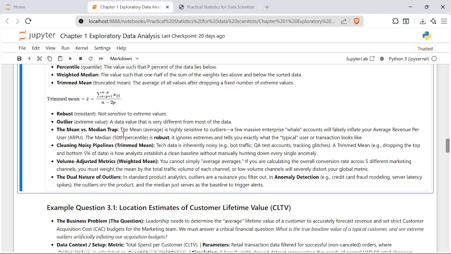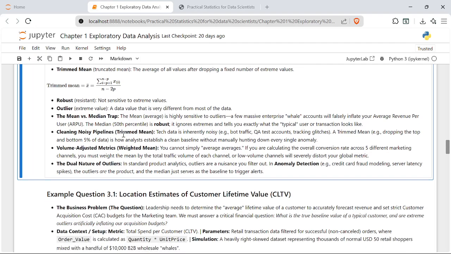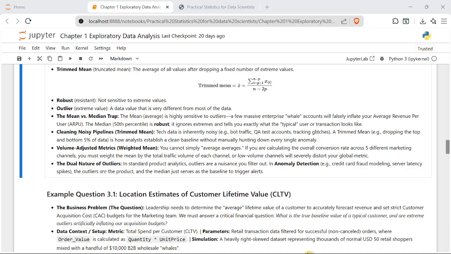The mean versus median trap. The mean average is highly sensitive to outliers. For example, a few massive enterprise whale accounts will falsely inflate your average revenue per user. The median is robust. It ignores extremes and tells you exactly what the typical user or transaction looks like.